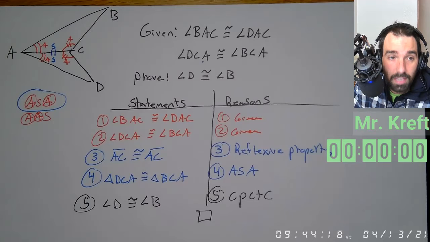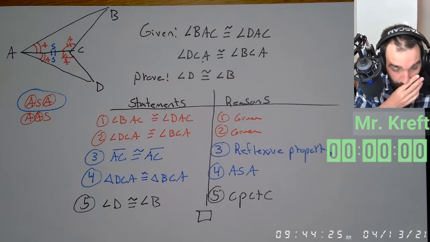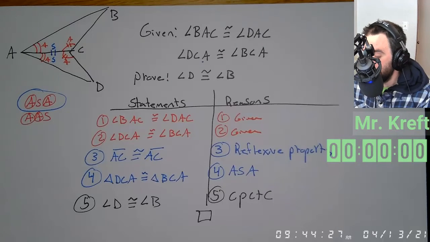So again, if it doesn't say, hey, prove these triangles are congruent, you're always proving triangles are congruent. Okay? We're always proving triangles are congruent.